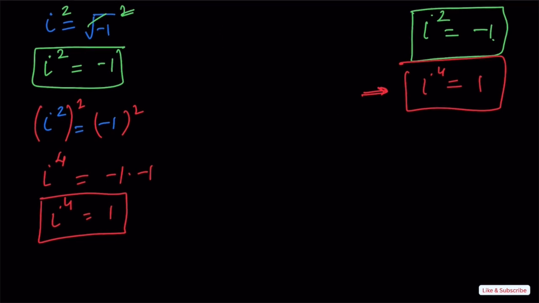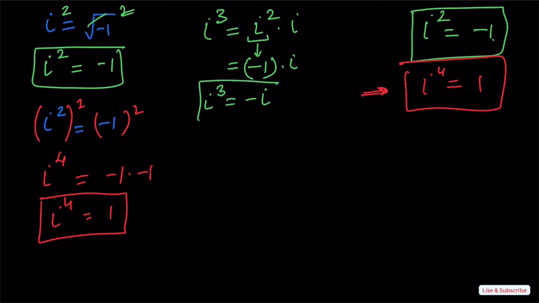Now find the value of i raised to the power 3. I can write this as i squared into i. Now I have the value for i squared, so I can plug it in, which is -1 into i. So finally we got the value of i raised to the power 3 equals -i. So that is the third value which I need to remember to solve the higher powers of i.